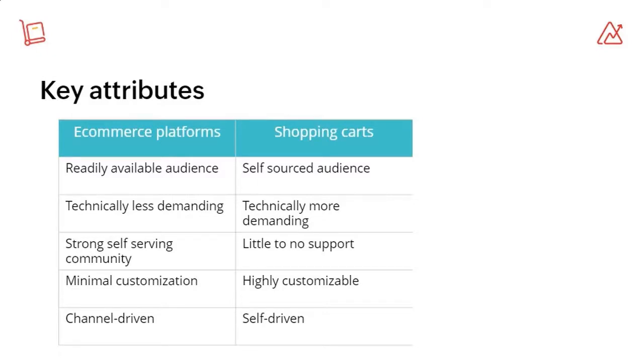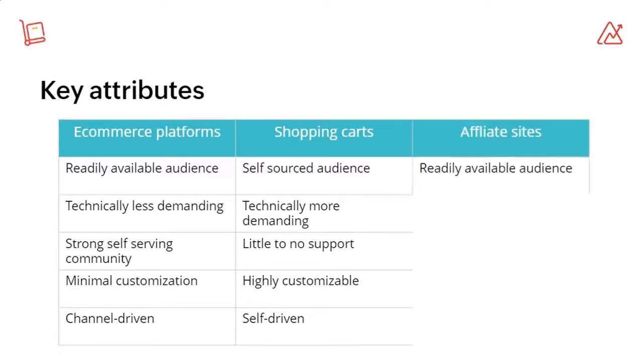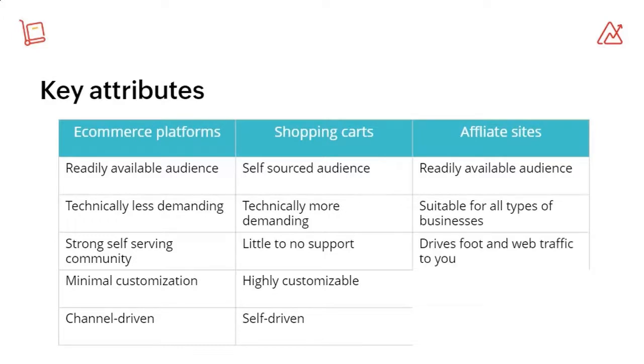And it is highly customizable, and it's driven by you because you get to choose everything, which means that there is more effort involved. Now, when it comes to affiliate sites, again, you have a readily available audience because they are mainly tailored to help you connect with different markets and different people and promote your brand as well as your product catalog. And some of them have a buy now button, so it is also suitable for all sorts of businesses, especially if you want to get your name out there. And finally, these are some of the attributes for different kinds of e-commerce channels.